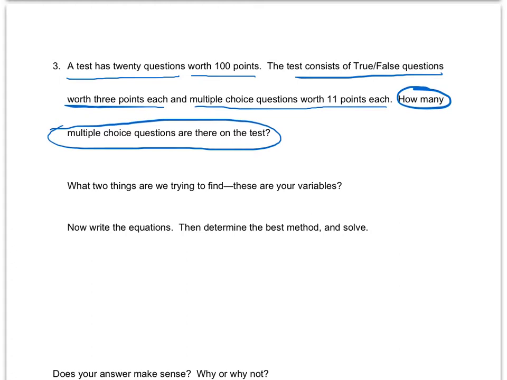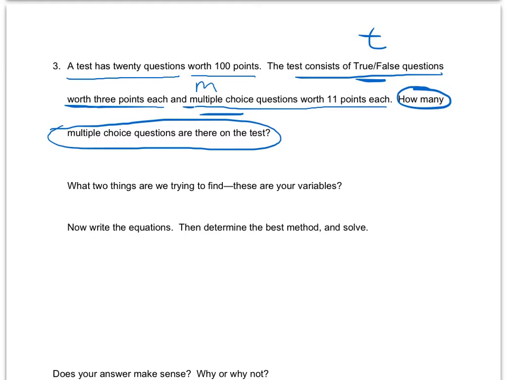So what are the things that we are trying to find, or basically what two things don't we know? Well, we don't know how many true-false questions there are and how many multiple choice questions there are. So those are variables. Now let's think through what would be the best variable to use for true-false. It doesn't matter, you could use T or F. I think I'm going to use T just because it starts with true. And for multiple choice, I think I'll just use M because multiple starts with M. So my two variables are T and M.